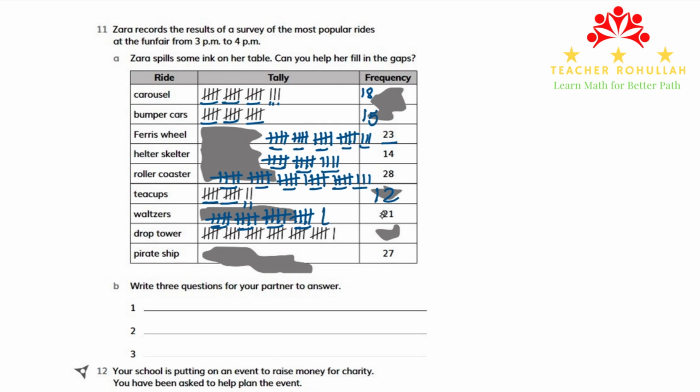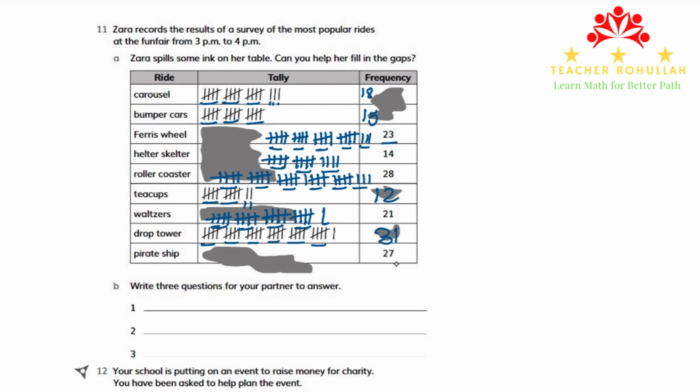In the eighth one, we don't have the frequency, but we have the tally marks. Let's count the tally marks. 5, 10, 15, 20, 25, 30, 31. So here we have 31.